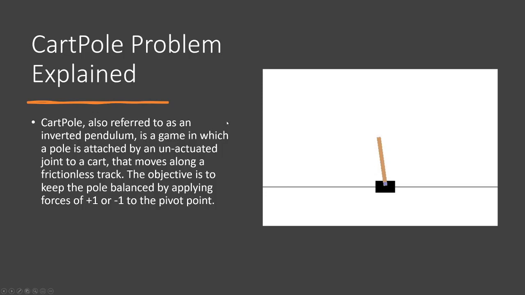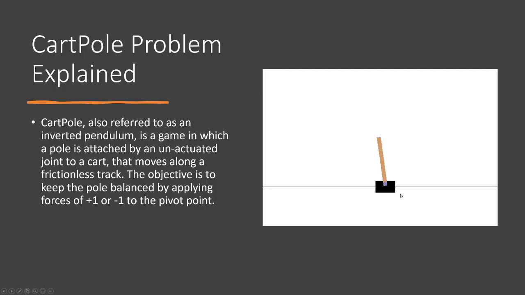So the second game we're going to be looking at is the cart pole problem. Cart pole, also referred to as an inverted pendulum, is a game in which a pole is attached to an unactuated joint to a cart that moves along a frictionless track. The objective is to keep the pole balanced by applying forces of +1 or -1 to the pivot point.